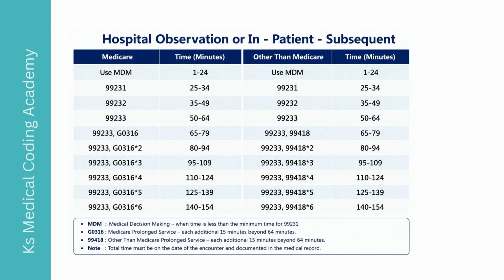Exam tip: for subsequent hospital visits, remember the key thresholds. 99231 begins at 25 minutes, 99232 at 35 minutes, 99233 at 50 minutes, and prolonged services begin after 64 minutes using G0316 for Medicare or 99418 for non-Medicare.